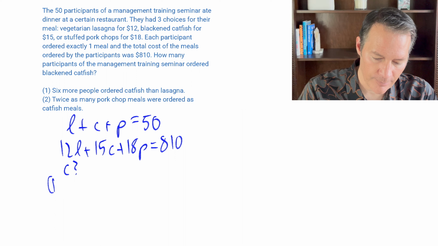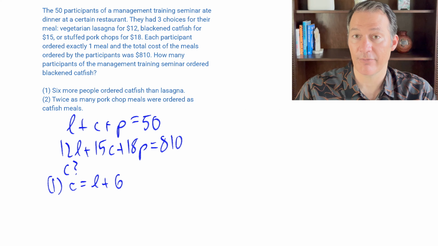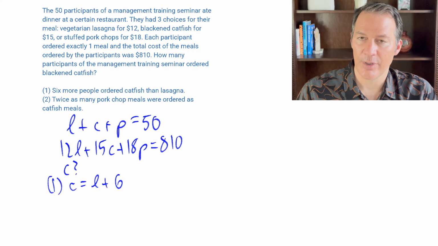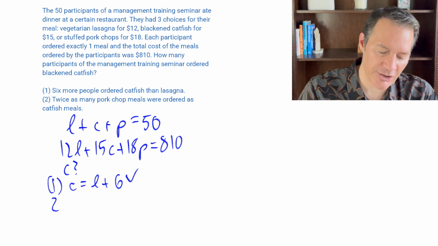So statement one, 6 more people ordered catfish than lasagna, so catfish equals lasagna plus 6. So now, if we combine that with the first two equations, we have three equations, three variables. That's going to be enough to solve. Okay, no need to do any additional work. We can just say that's it and we can move on because we have three different equations, okay? So that is sufficient. I'll show you why that is in a moment, but trust me, that is sufficient.